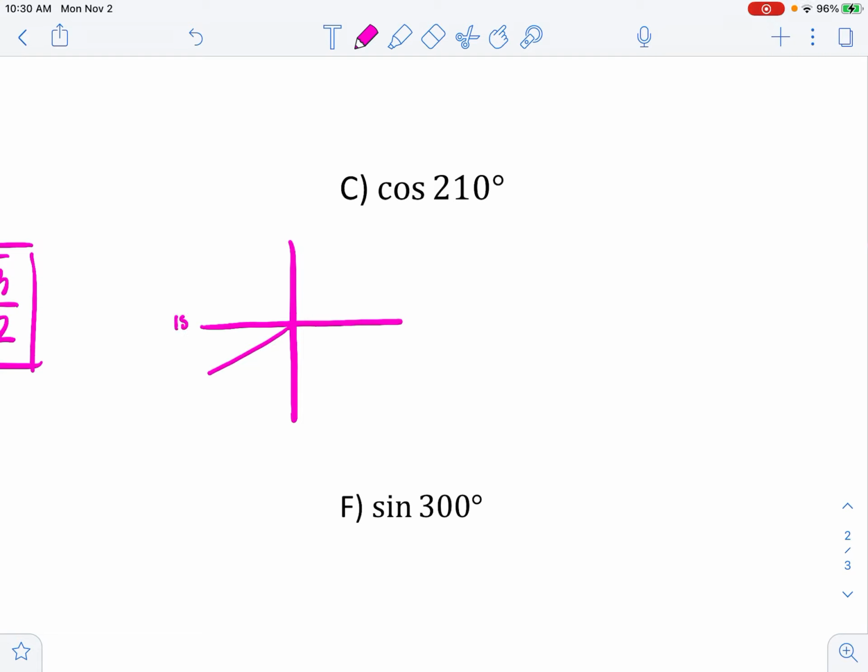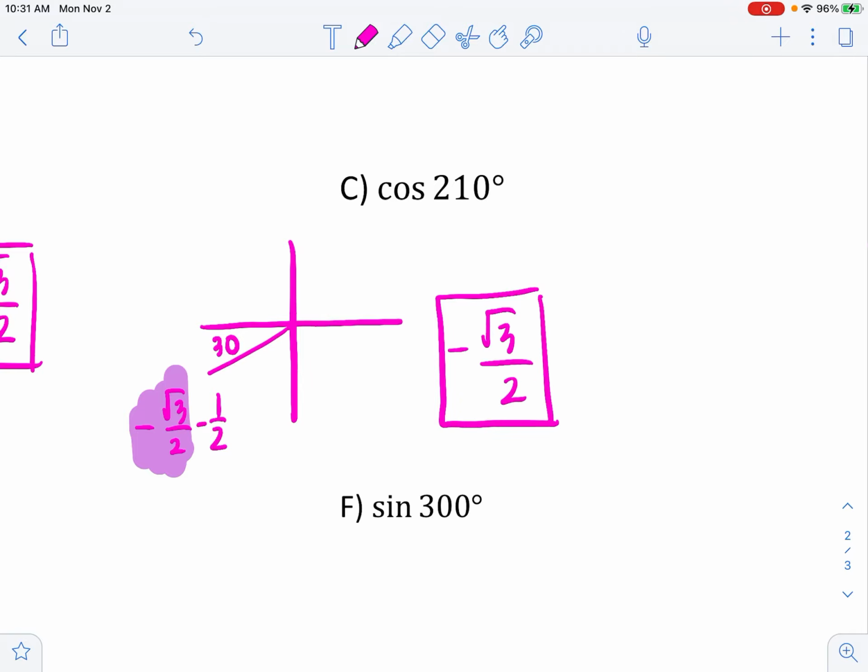Next one, cosine of 210. 210 is in my third quadrant. How far is it away from the x-axis? Remember, this is 180. If this is 210, it's 30 degrees away. So 30-degree reference angle, √3/2, 1/2. This time it's left and down, so negative. Cosine is my x value, so that is -√3/2.